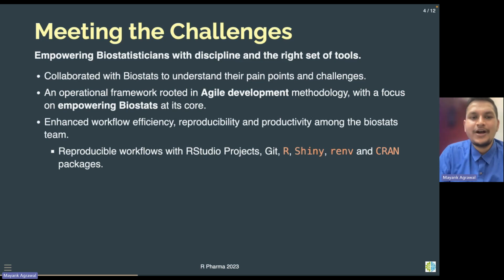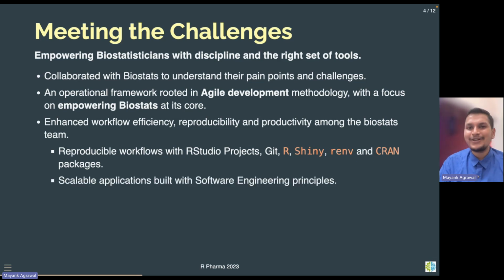We were able to achieve reproducible workflows with RStudio projects, R Shiny, and R as the preferred language of development, because biostats were creating the algorithms in R and using package management tools like renv, and always relying on published and managed packages. We were able to scale these applications by using some of the software engineering principles right from day one, because we knew we would be building multiple applications to help with multiple workflows of the biostat team.